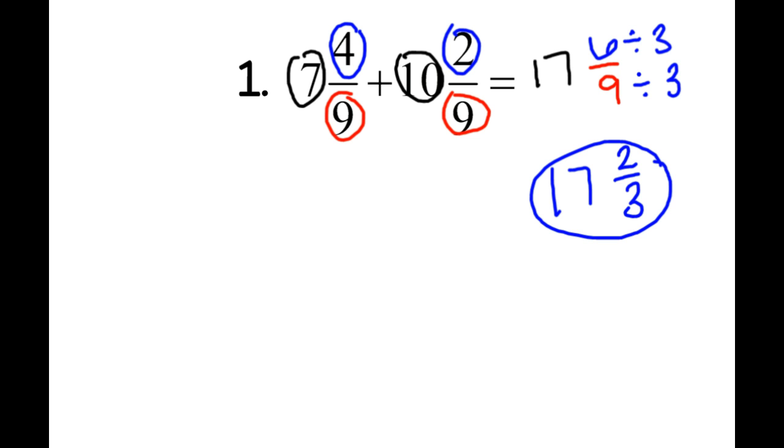When it's a problem like this where you have a common denominator, I suggest leaving it as a mixed number because to me that's easier than making it improper and then adding it together. So for these, I would just leave it as a mixed number to do it.